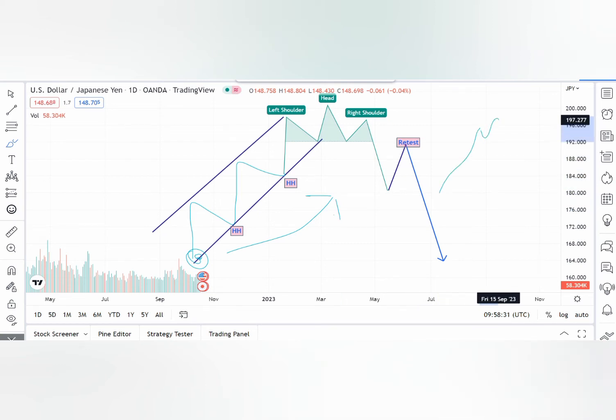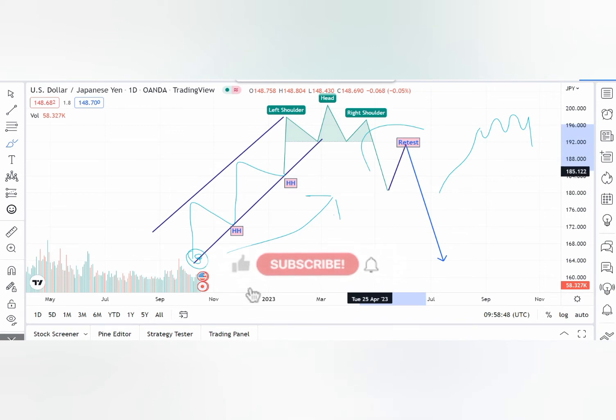So when the market forms this very slow movement, you just wait for the market to break. When it breaks, wait for the retest, so that you may enter the market without manipulation. The market will always have manipulation, you'll know that.